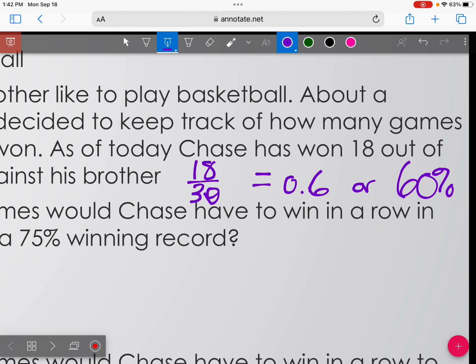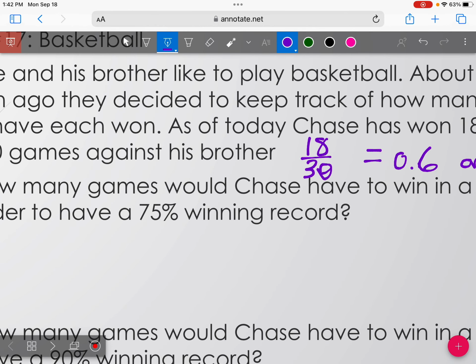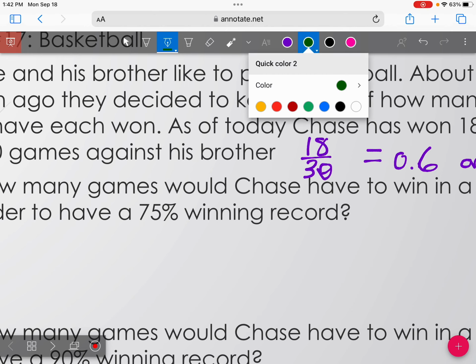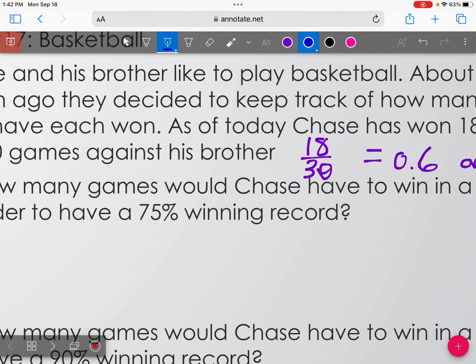So we want to know how many games would he have to win in a row to have a 75% record? What is that going to change? How can we do that? Thoughts?